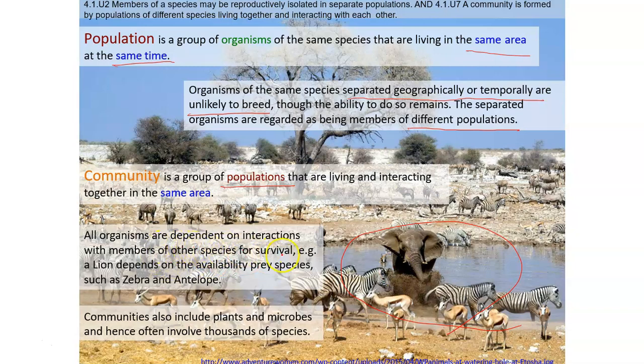All organisms are dependent on interactions with members of other species for survival. For example, a lion depends on the availability of prey species such as zebra and antelope. If there is no zebra and antelope, then the lion cannot hunt and cannot survive. So communities survive because of the interaction between the species and the populations within the community. Communities also include plants and microbes, and hence often involve thousands of species.